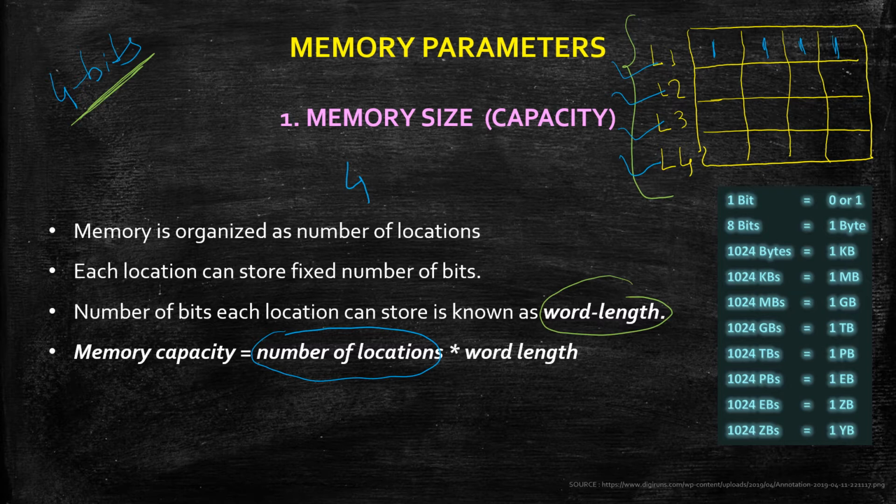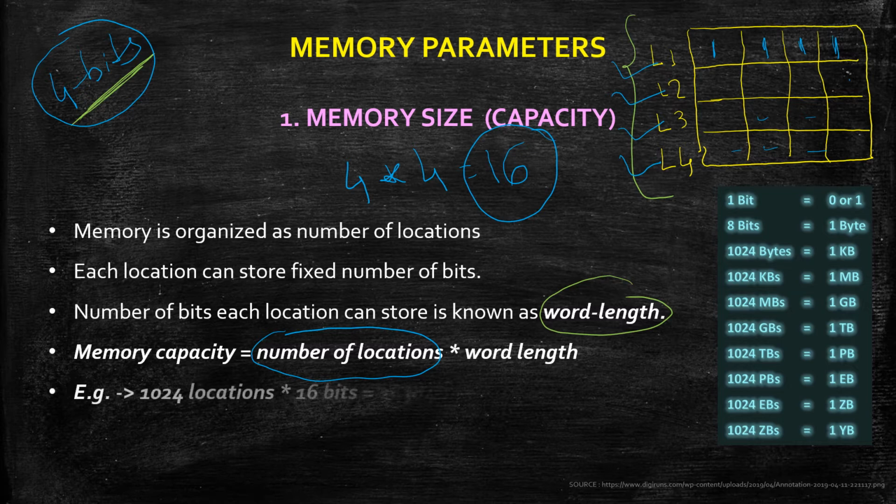Multiply by word length. What is the word length? We have already calculated the word length, that is 4, and if we calculate this we will get 16, right? Here you can see 1, 2, 3, 4, 5, 6, 7, 8, 9, 10, 11, 12, 13, 14, 15, 16. So I got this very small number. Small size we have taken as an example, but when we talk about large memory size, in that case you can calculate the memory capacity very easily.